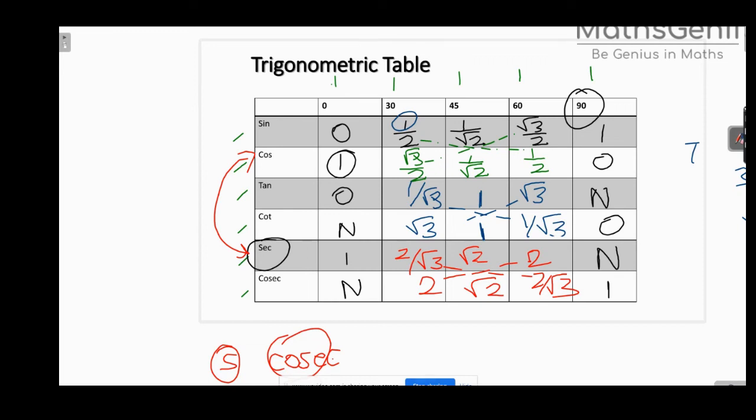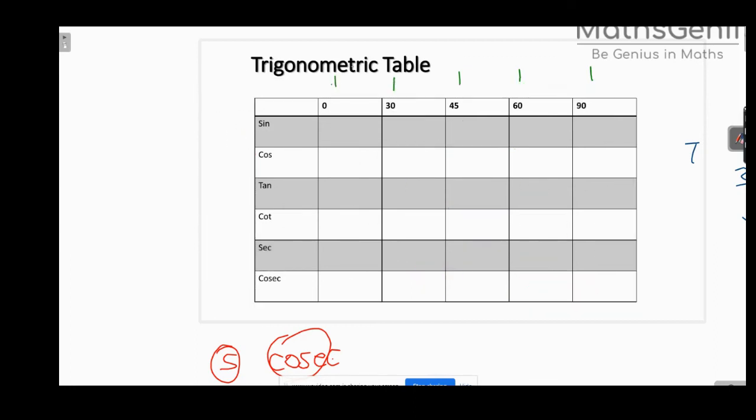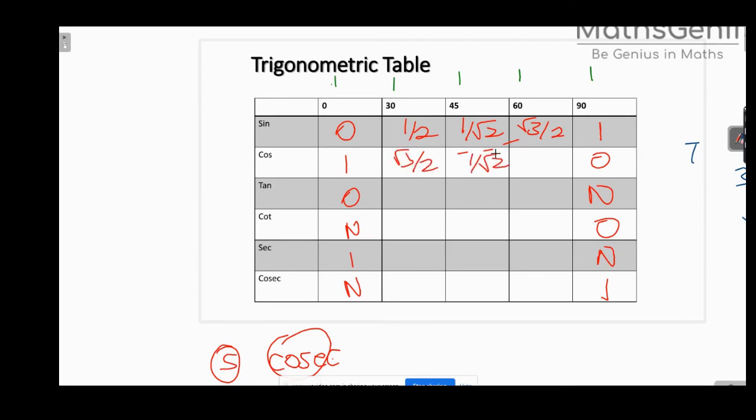Now let's just quickly revise it again. Now I'm going to go super fast because I have already revised. 0, 1, 0, n, 1, n. Then what do you do? Cross. 0 this side, 1 this side. N here, 0 cross here, n cross here, 1 cross here. Now I remember the values. 1 upon 2, 1 upon root 2, root 3 upon 2. Then I cross. Middle values remain the same. I cross again.